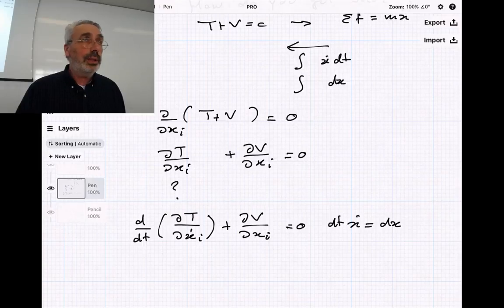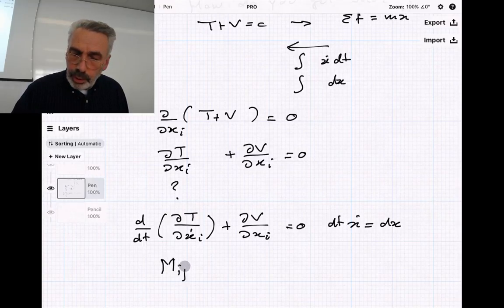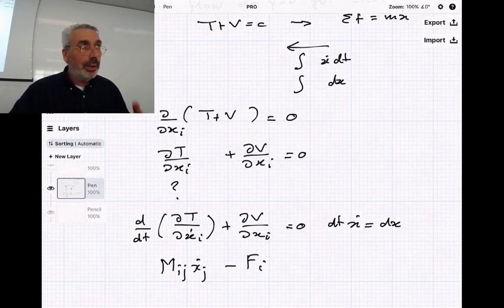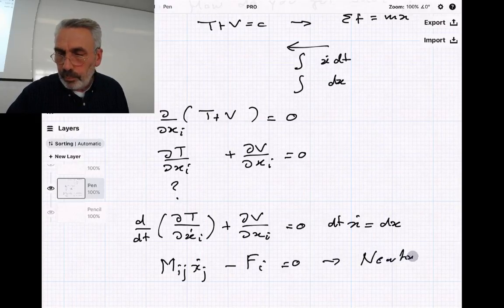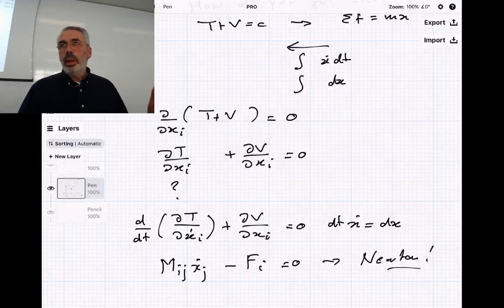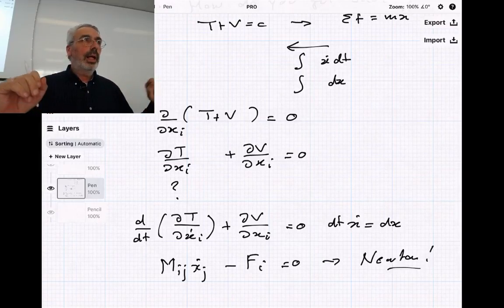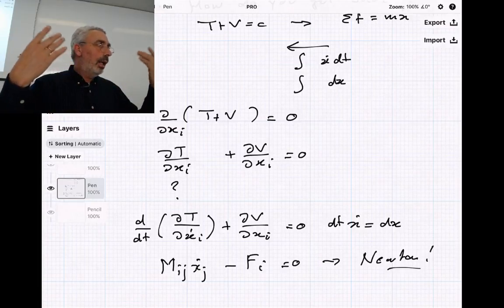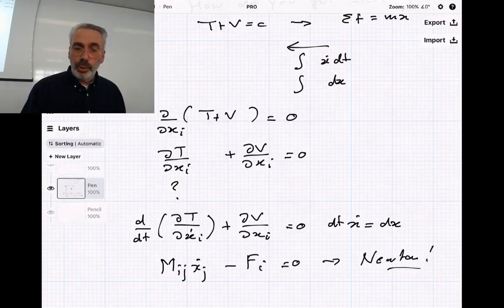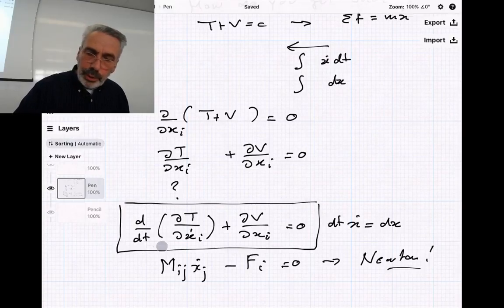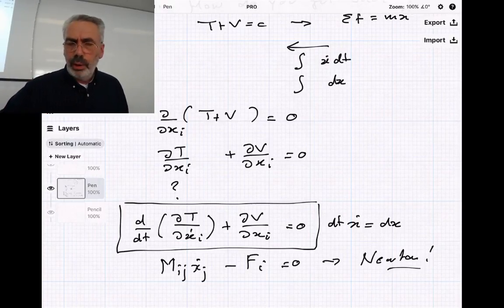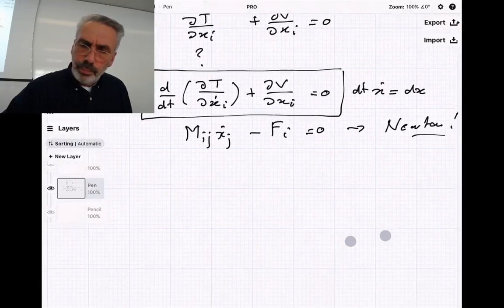And indeed, if you do this, you get nicely M_ij x double dot j, minus the forces, because by definition the potential energy is 0. Or in other words, that's just Newton. So that's perfect. Now we know that if we have the kinetic energy function and a potential energy function, we can go back to our equation of motion by taking these differentials. The differential has to be a little bit different because of this change of parameters, or boundaries.